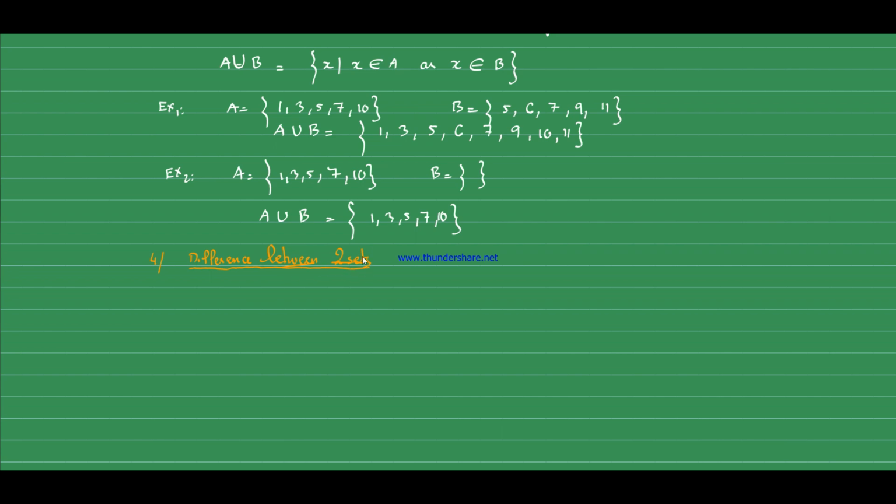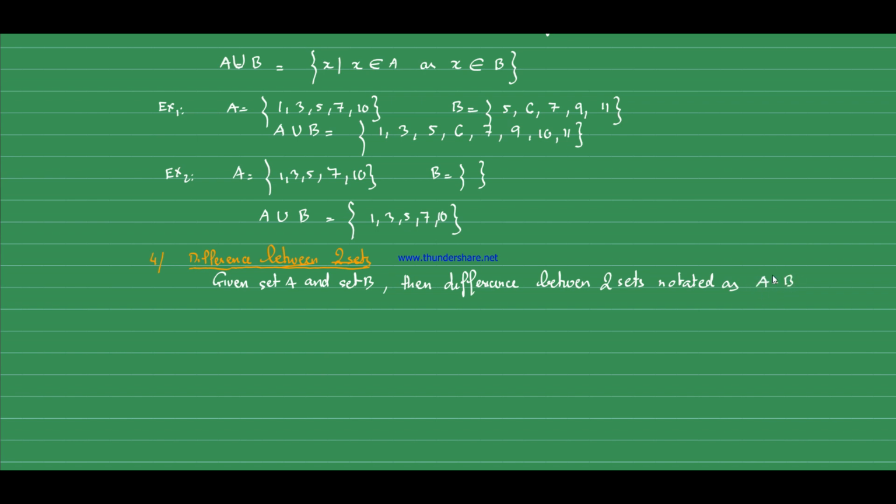Alright. Now, given two sets, set A and set B, the difference between the two sets is notated simply as A minus B. Difference means minus.